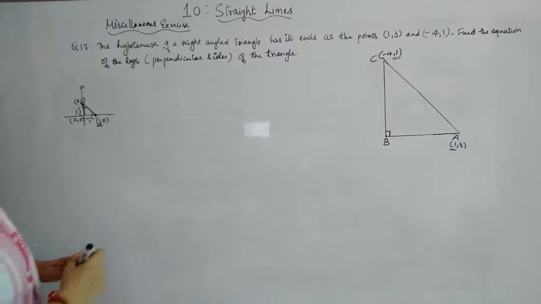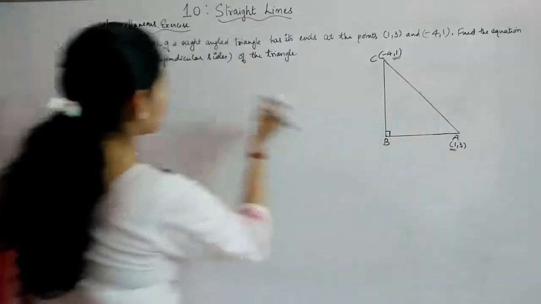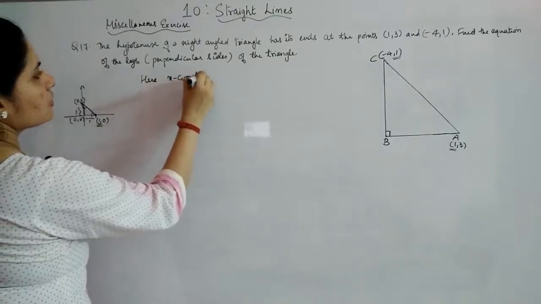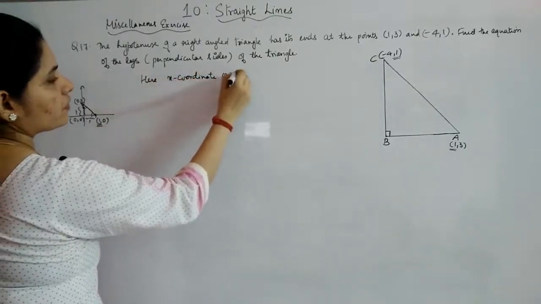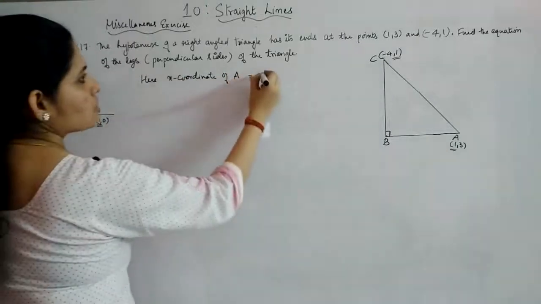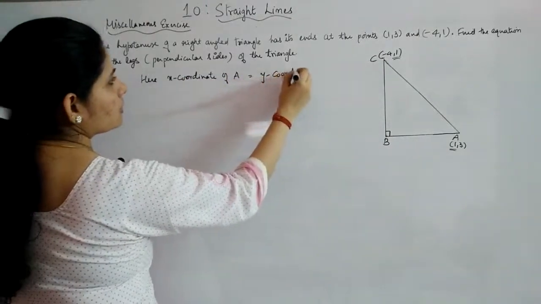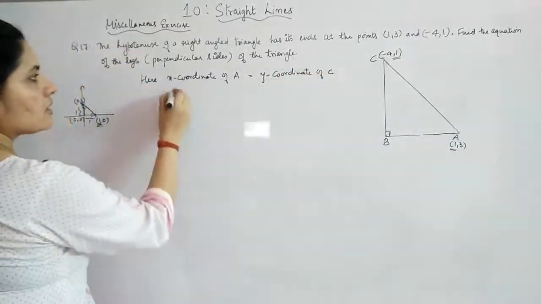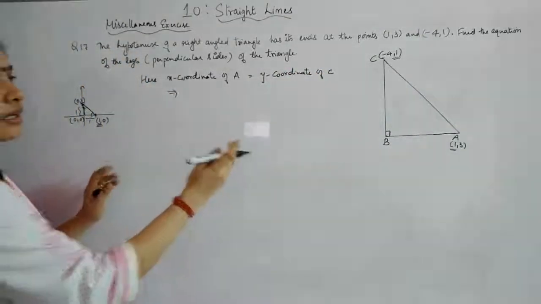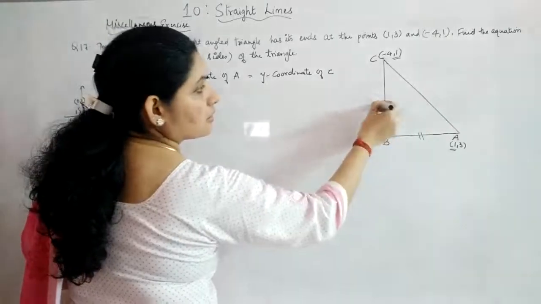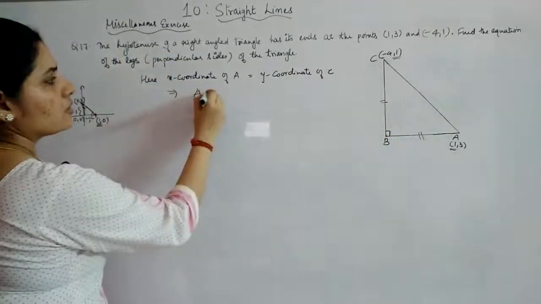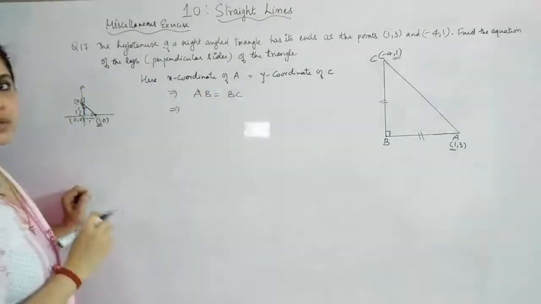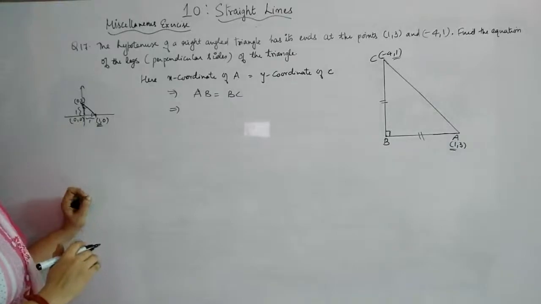So here also in this case you have the x coordinate of the point A is equal to y coordinate of C, and this will give you that AB is equal to BC, and when AB is equal to BC, you can say that the opposite angles are equal.